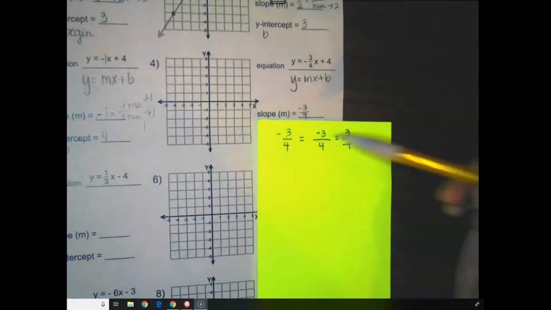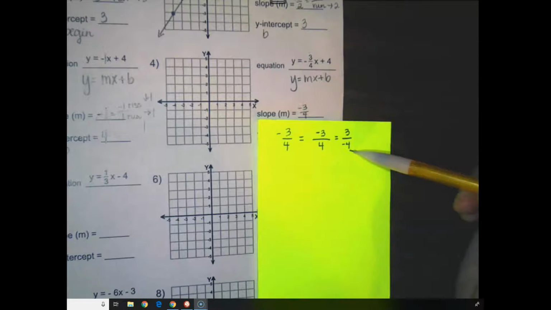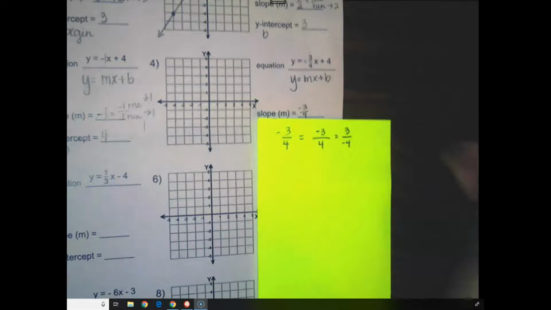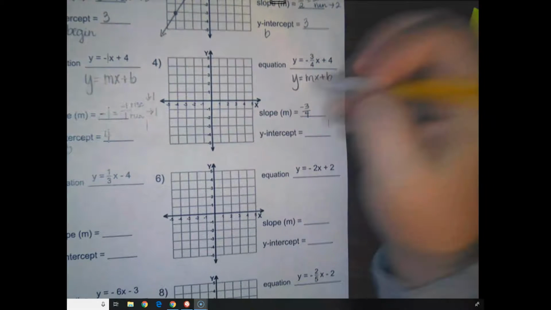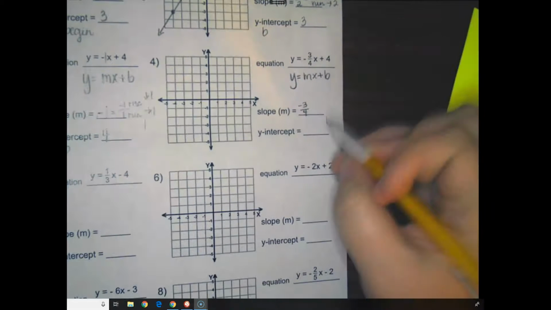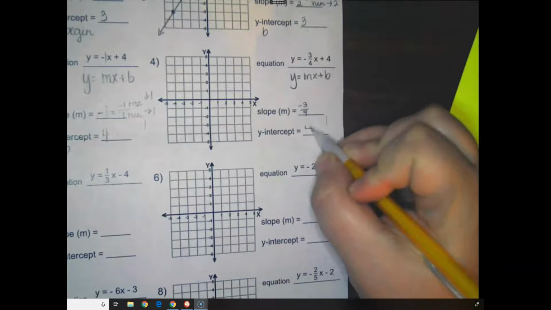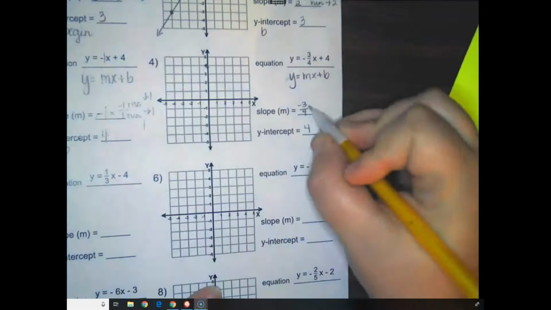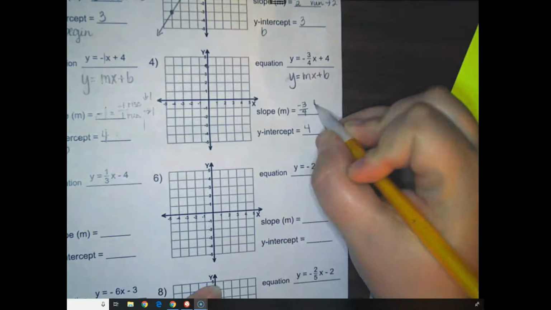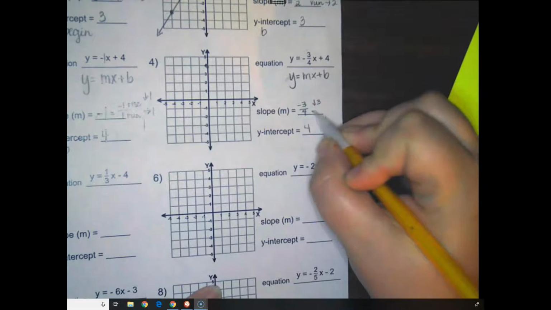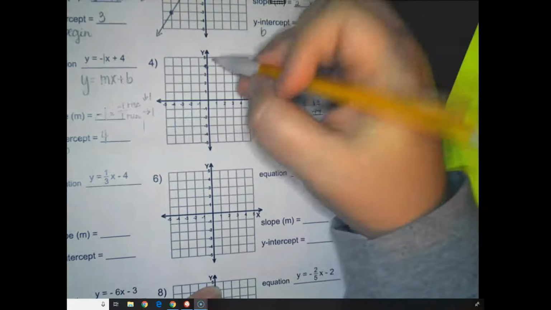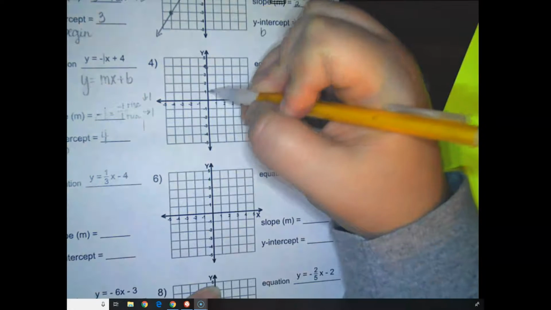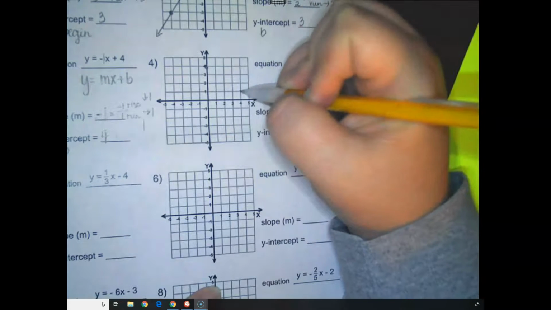So whether you put it on top or on bottom, you can't put it on both, or out front, which I know I didn't do a great job at putting that one out front. It's all the same. So I usually just assign it to my top or my bottom. My b was a 4. Begin at 4. So this negative 3 is going to tell me to go down 3 and to the right 4. So down 3, 1, 2, 3, to the right 4, 2, 3, 4.